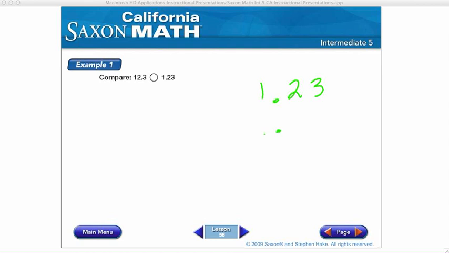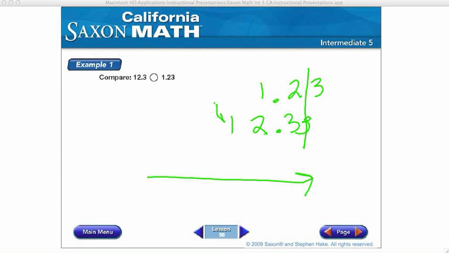So when I'm writing my number, I want to make sure that my decimals, sorry, not quite a straight line, are lined up so that you can easily see them. Then we compare from left to right. I see that I have a 1 in my tens place, but nothing here. So I know that 12.3 is going to be larger than 1.23. All right, let's move on to example 2.